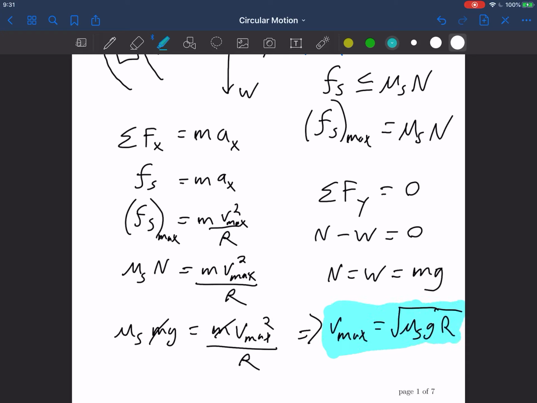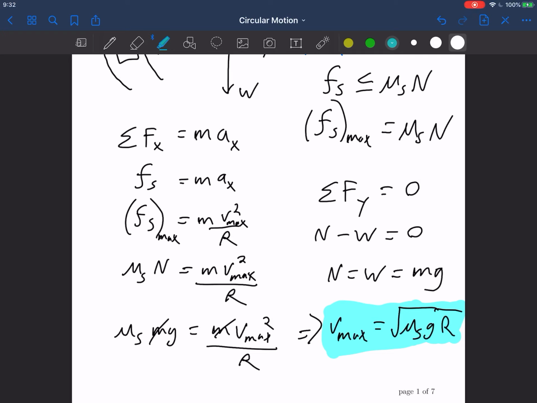It depends on the radius of the circle. The bigger the radius of that circle, the larger the speed we can go around that corner without slipping, so that makes sense. It also depends on this coefficient of static friction. The larger that coefficient, the faster we can go around a corner. If we have better tires that have a better coefficient of static friction with the ground, we can go around the corner faster. Race cars have better tires than the tires on your car, so they can go around these corners faster.